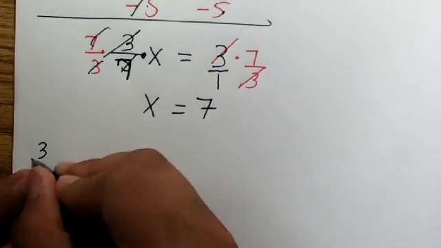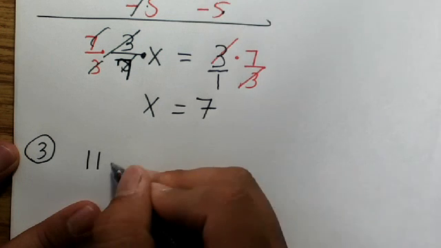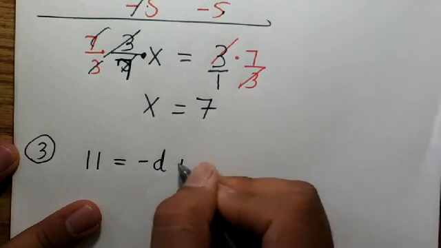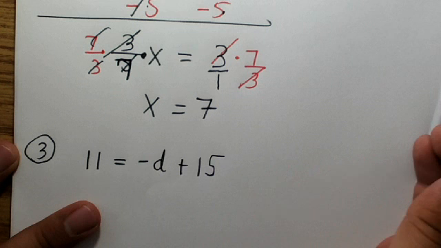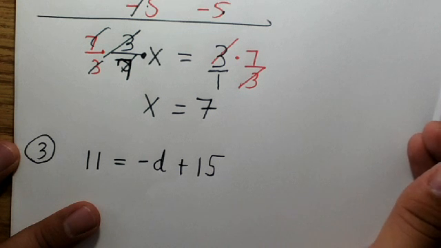On number 3, you have 11 equals negative d plus 15. Can we try this one? Yes, go ahead and try that.